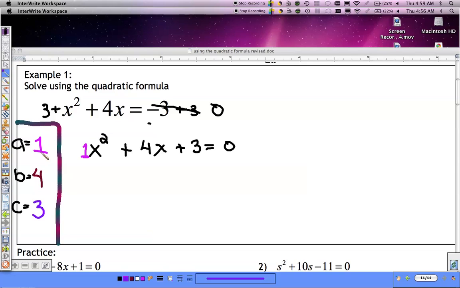So now what I want you to do is go through all the problems, at least on the first side of this page, make sure everything's in standard form, and identify your A, B, and C. That way, once you actually learn to use these in the quadratic formula, it'll be much, much easier.